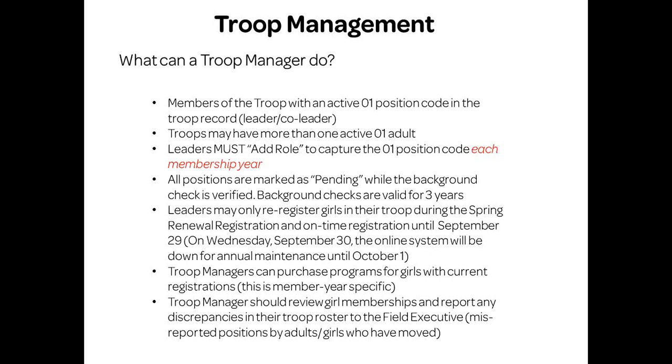A troop may have more than one active O1 adult. So if you have a co-leader and a leader who equally use that troop management feature, they can definitely have 2 or 3 O1s in a troop. And as a troop manager, you're also able to purchase programs for girls with current registrations. So that songbook program, any leader can purchase the songbook program for all of the girls who participated in the early bird campaign, the spring renewal campaign.